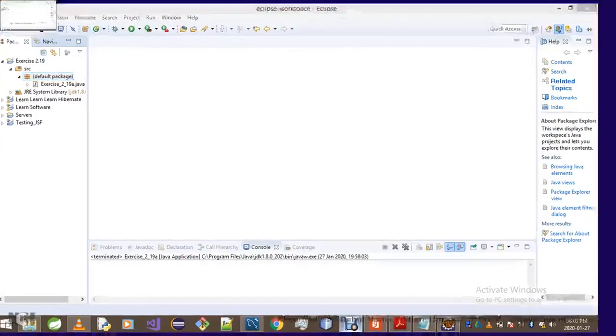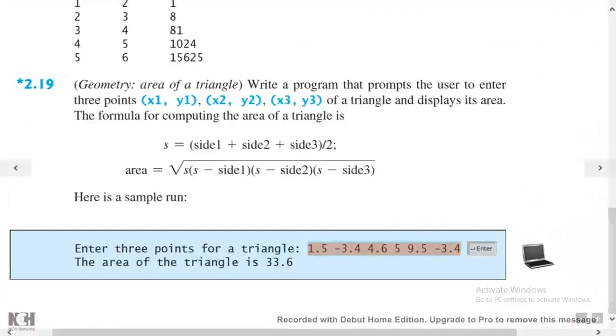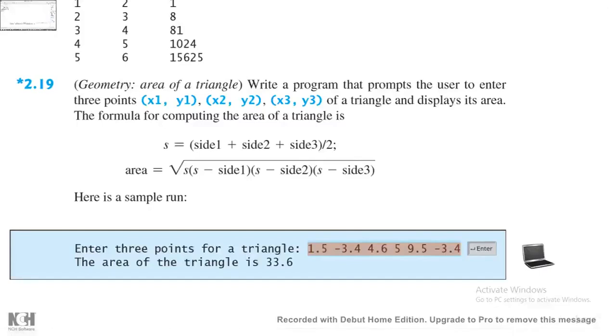So if you haven't yet seen the problem, here's the exercise. It's exercise 2.19. We have to write a program that prompts the user to enter 3 points: x1, y1, which we'll consider as our coordinates A, x2, y2, the coordinates B, and x3, y3, the coordinates C of a triangle, and displays its area. The formula for computing the area of a triangle is given there. Here is a sample run, which you can use to check whether or not our program works as intended.